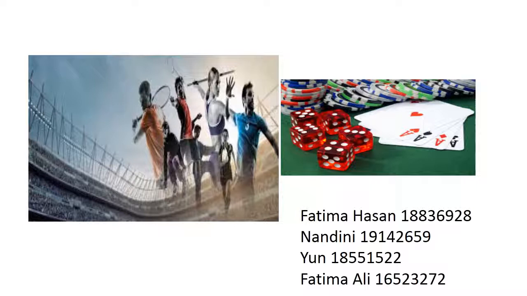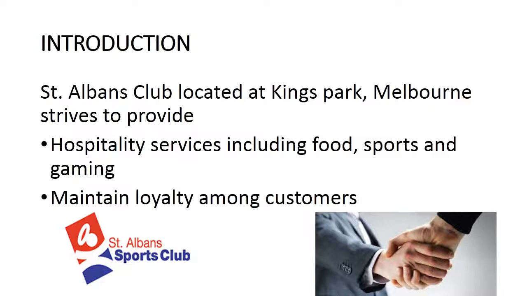We are going to analyze an organization according to MMT rules, and the organization's name is St. Albans Sports Club. St. Albans Sports Club is basically located at Kings Park, Melbourne, and it is striving to provide excellent hospitality services, which includes food, sports, gaming, and betting. It is striving to maintain loyalty among all its customers.